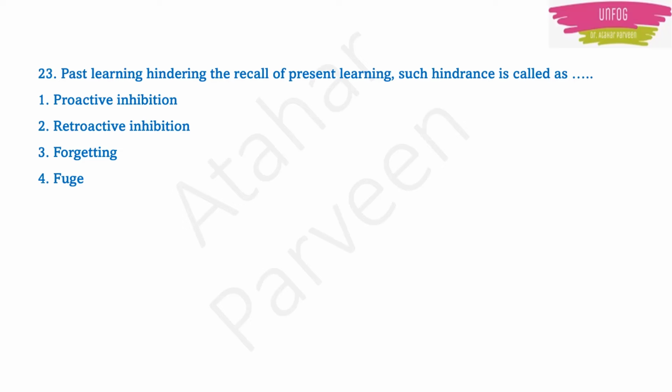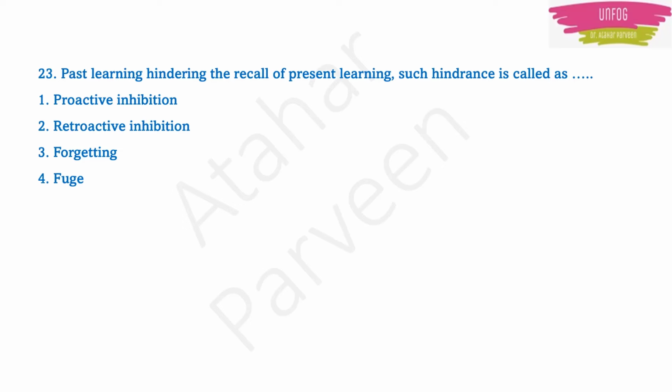Next, question number 23. Past learning hindering the recall of present learning. Such hindrance is called as, try to understand the question. Past learning hindering the recall of present learning. What actually is hindrance? Hindrance means something is stopping, something is getting trapped or something is preventing. Hindering means something is preventing.